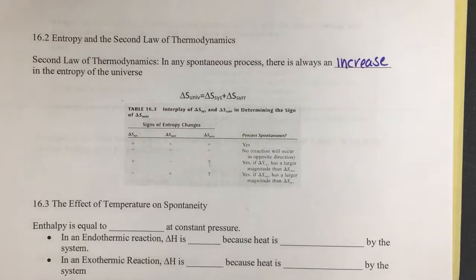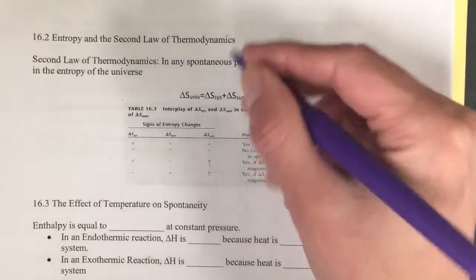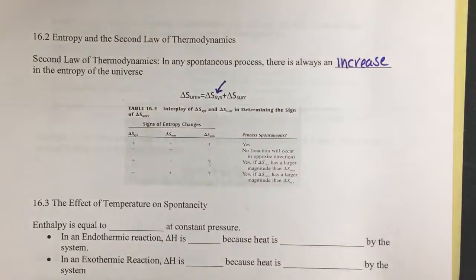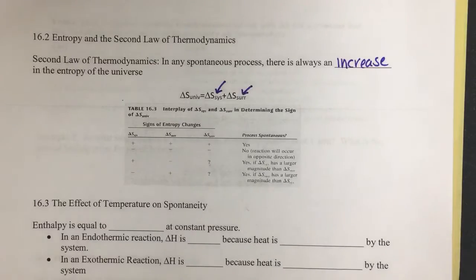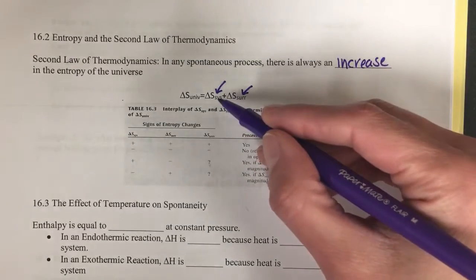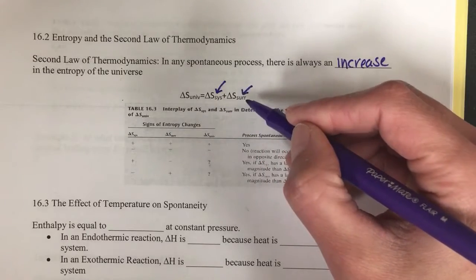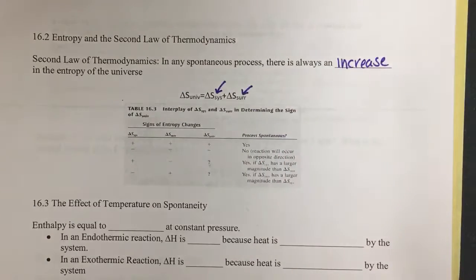Now, when we're talking about the universe, remember we've got our system, which is our actual reaction or change, but we've also got our surroundings. So when we're talking about the universe, even though we may see more order in our system, as long as there is a greater change in disorder to the surroundings, it will still be spontaneous, okay?